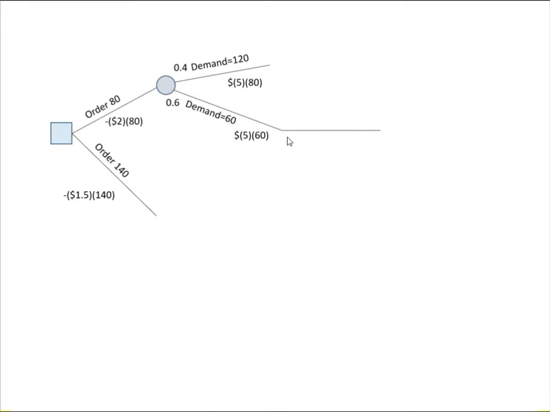Okay, we got two more branches. Let's pick one to start with. I always go with the one on the top. So this is a case where you find out the weather is good, demand is 120.